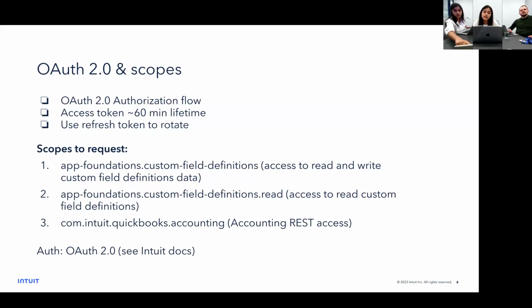Moving on to the scopes. In order to access the custom field data from QuickBooks, you would need the below two scopes, which is the App Foundation's custom field definitions. With this scope, you would be able to both read and write custom field definitions data from QuickBooks. And in case you just need to read them, then you can use App Foundation's custom field definitions.read. And for the accounting REST APIs, you would be using the com.intuit.quickbooks.accounting scope. For any other information regarding the authorization flow or OAuth 2.0, I would suggest you refer to the documentation that is provided on our developer portal, which is developer.intuit.com.